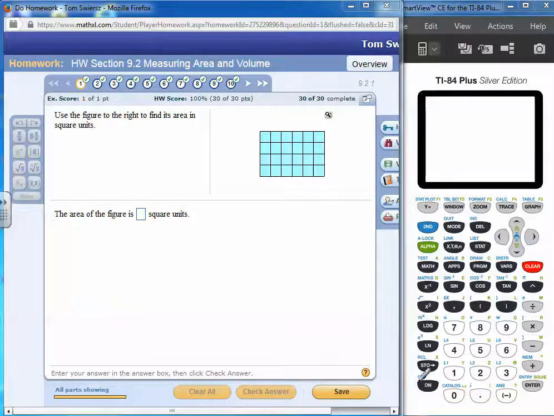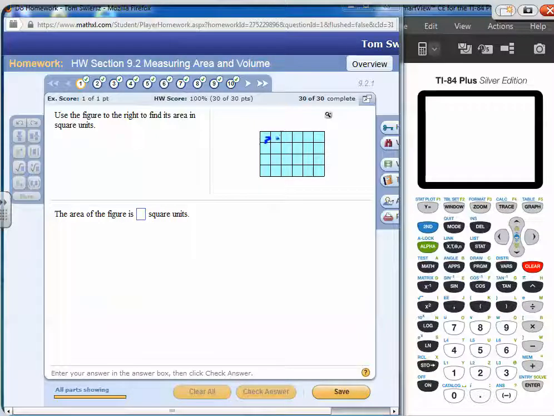Okay, notice we have these little square units, and basically we want to count how many there are. If you go across, you get 1, 2, 3, 4, 5, 6 across, and 1, 2, 3, 4 up and down. So notice it's a 4 by 6, so there are going to be 4 times 6, or 24 of these little square units right in here. Each of the 4 rows has 6, so it's going to be 24 square units. Again, area, they're trying to get you to understand, is 2 dimensions, a length and a width.